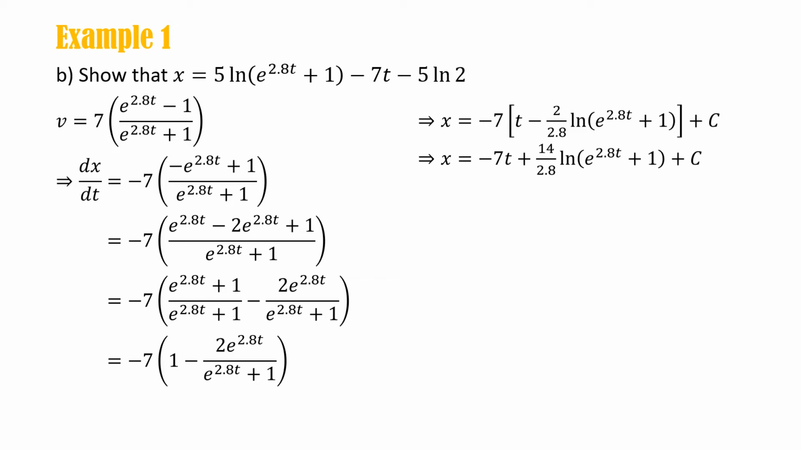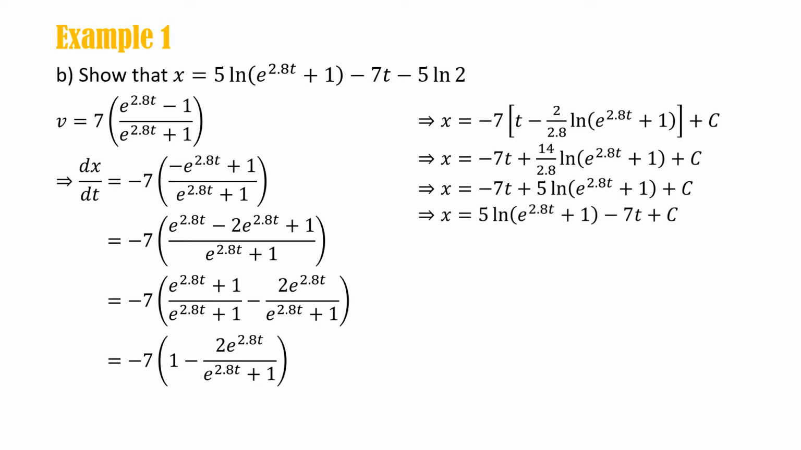All right, so 14 divided by 2.8, well, that's nice, that's 5. That worked out nicely, doesn't it? So that's a nice expression there. So I'm just going to rearrange that so that we've got our 5 times the natural log of e to the 2.8t plus 1 minus 7t plus c.